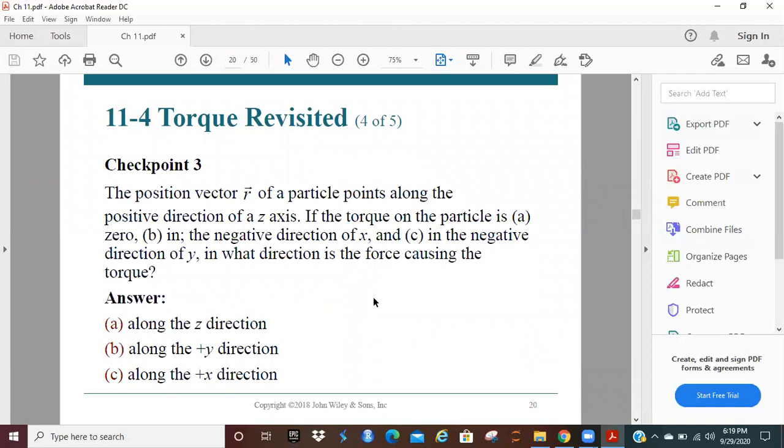I do believe part C here may have an error in it. If you run the right-hand rule for this particular problem, you do it yourself and you let me know.